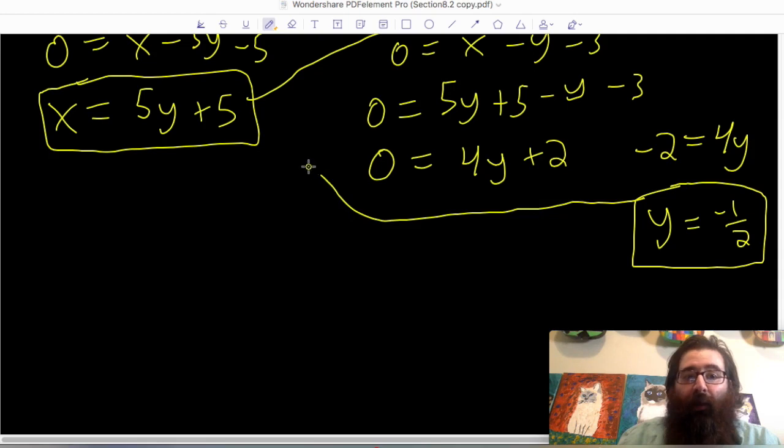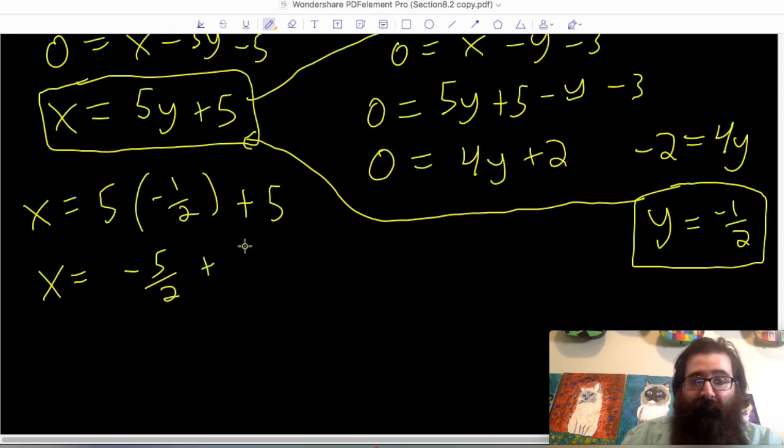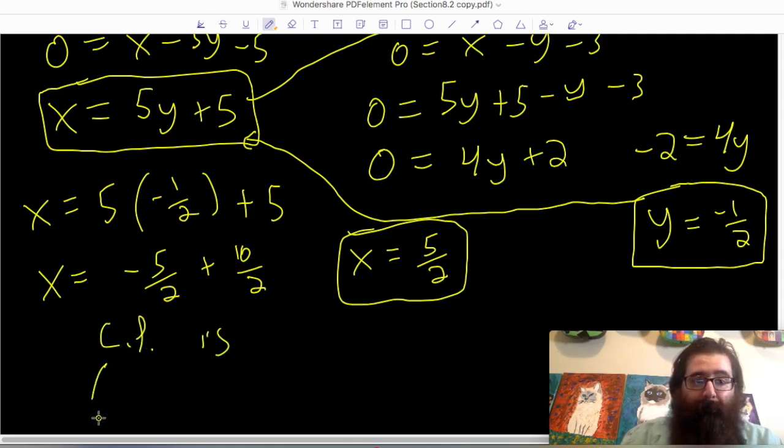Now that I know y, I can plug in to solve for x. So x is equal to 5 times negative 1/2, and then plus 5. Or here, this is negative 5 over 2 plus 5. 5, if I get a common denominator, is 10 over 2. So then x is equal to 5/2. So here we have our critical point. So critical point is x is 5/2, y is negative 1/2.